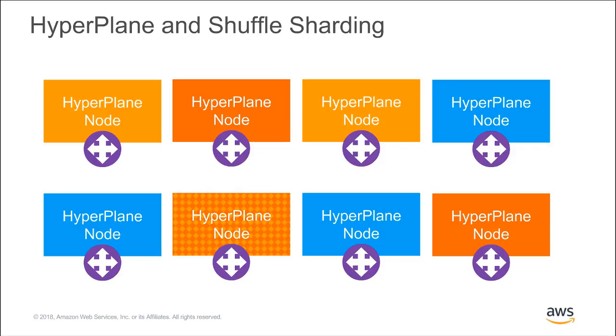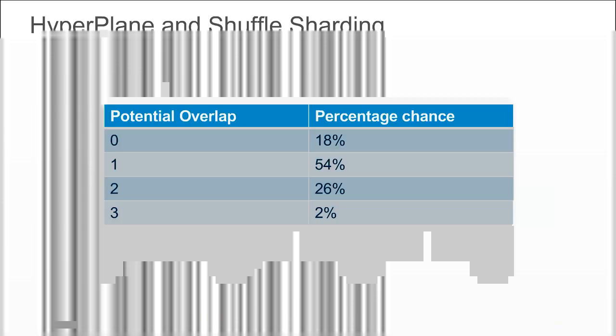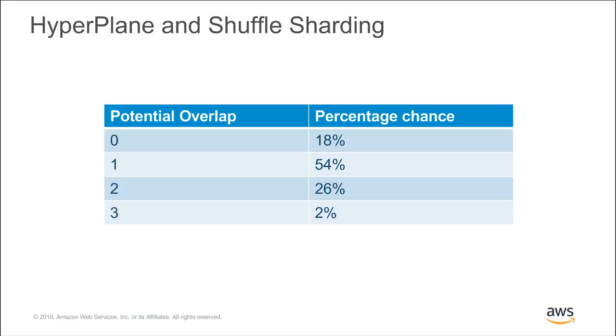overlap would be like. So just sticking with these numbers, if we had 8 nodes and we chose 3 each time for each customer, then if I picked any one customer and measured what percentage overlap they have with other customers, about 18% of the time there's no overlap. About 54% of the time, there's 1 node overlap. About 26% of the time, there's 2 nodes overlap, and so on. Then we get down to 2% overlap for all 3.